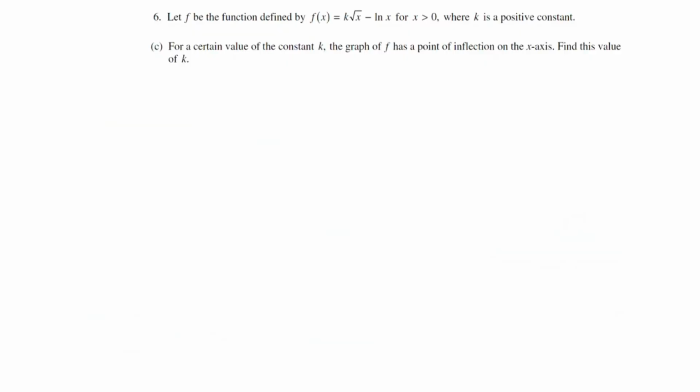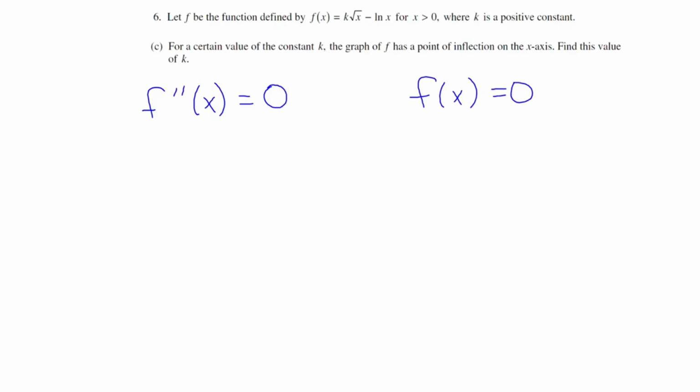And for part C, it says, for a certain value of the constant k, the graph of f has a point of inflection on the x-axis. So find the value of this. So if we're on the x-axis, that means that the y value must equal 0. So we want f double prime of x to equal 0, but we want that to happen also when f of x is equal to 0, because we want to be on the x-axis.